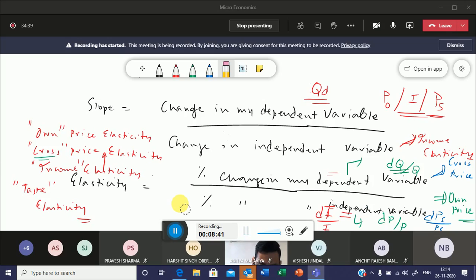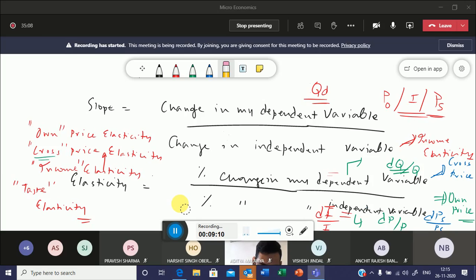Is that clear? Now, what will happen with respect to income elasticity? With respect to income elasticity, it will always be positive, because as your income increases, you are going to buy more goods and services. So the income elasticity is always positive. Own price elasticity is always negative.